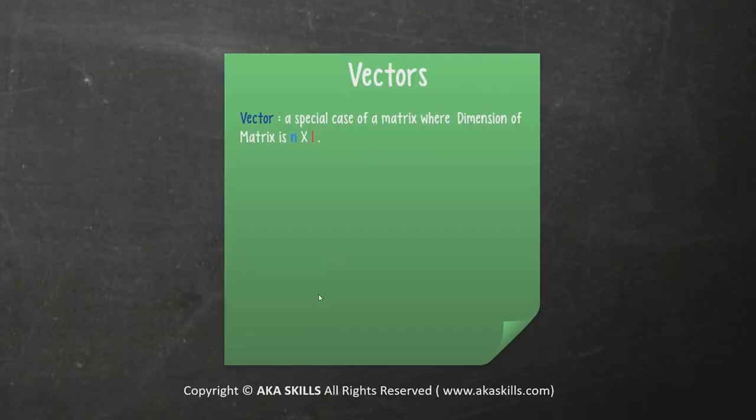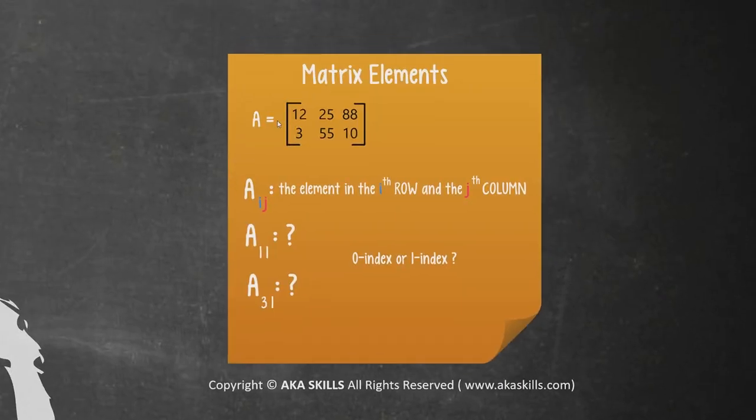So what's a vector? A vector is a special case of a matrix where the dimension of the matrix is n multiplied by 1. Here we say, for example, that the dimension of our matrix is 2 by 3.